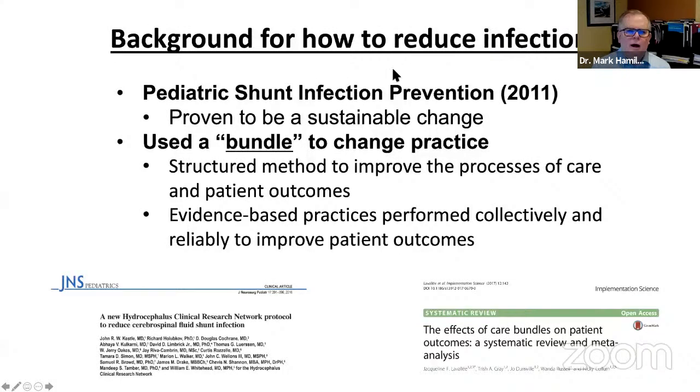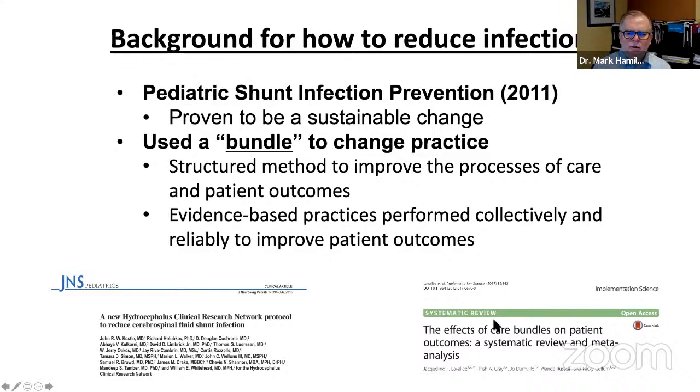We used a number of things. One was a bundle of procedures to reduce infection. You may or may not be familiar with the Hydrocephalus Clinical Research Network work. They used a bundle, and John Kestle reported this back in 2011 and then again in 2016. They significantly reduced shunt infection rates in children by bundling together a number of commonly done things in the OR and demonstrating compliance with these procedures. So we used a bundle to change practice. The bundle was not just for shunt infection, but also involved a number of other elements of the shunt procedure.